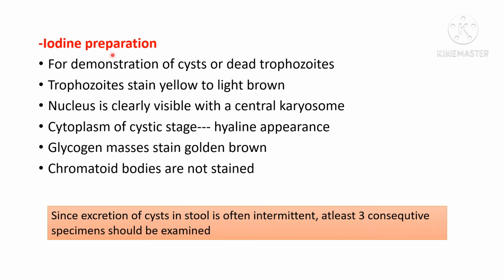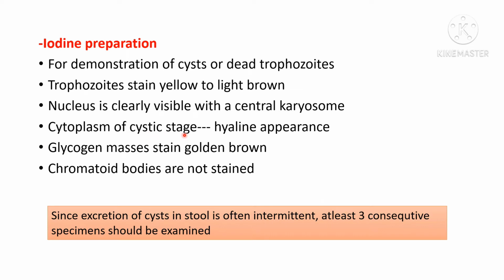Next is the iodine preparation. This is for the demonstration of cysts or dead trophozoites. The trophozoites will stain yellow to light brown in color. The nucleus is clearly visible with the iodine preparation and you can see a central karyosome.